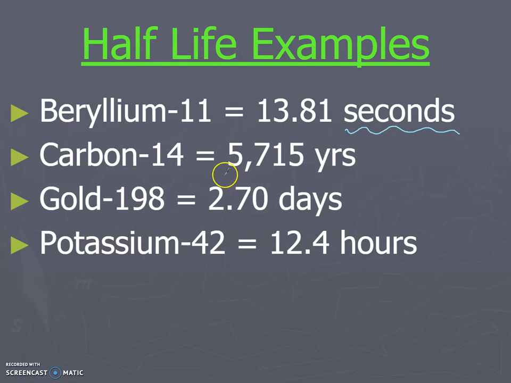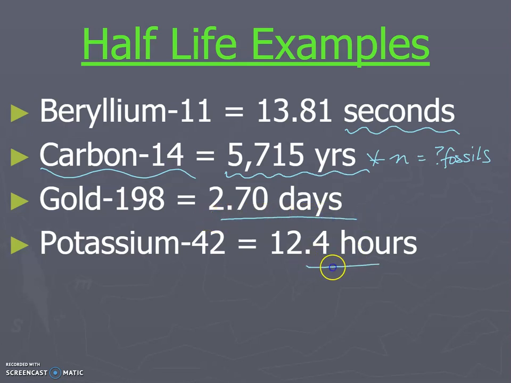Carbon 14, 5,715 years. Okay, so if you have some sort of multiple of 5,715 years, you can figure out how old your fossils are. All right, they just measure how much is going to be left. Gold 198 is 2.70 days. Potassium 42, 12.4 hours. So you'll see that these time units widely vary.